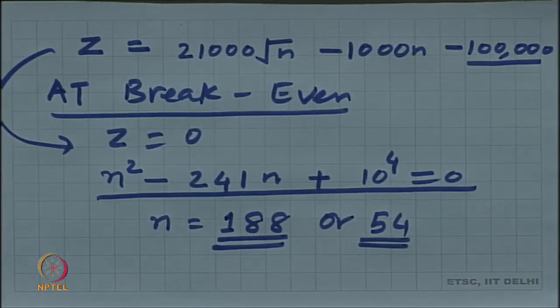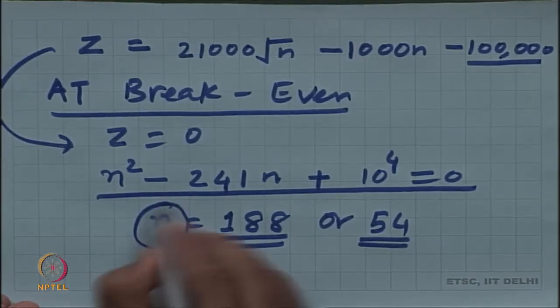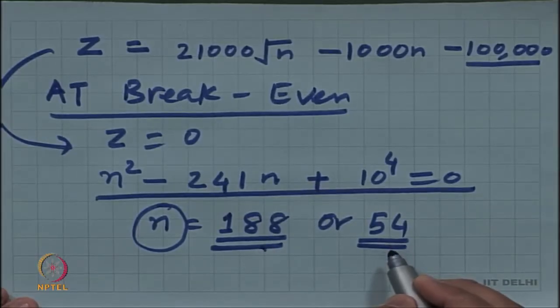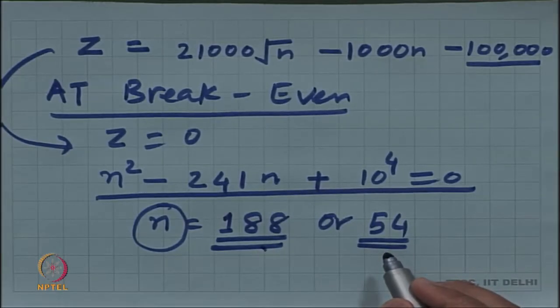So, as I told you just before solving this problem, there could be multiple values of break even points. So, these are the break even points. That means, whether you produce 188 or you produce 54, you are able to recover your cost. So, at these two values you are neither making any profit nor making any losses.